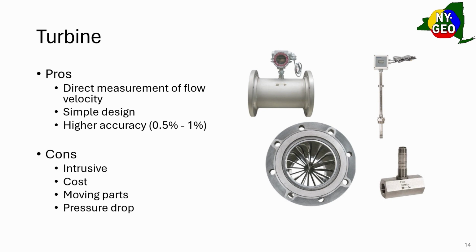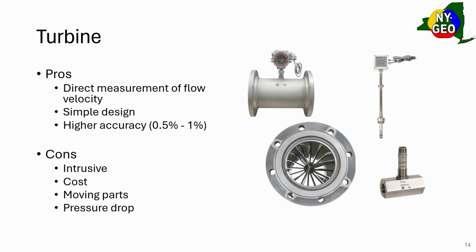Last one, before we get into some standards, is turbine flow meters. So turbine flow meters, the working principle is pretty straightforward. As you increase the flow rate, you increase the RPM, rotations per minute, and if you know your RPM, you can back calculate your flow rate. So it's a direct measurement of the flow velocity, pretty simple design, but there is moving parts, there's a pressure drop as well, and then again, intrusive and costly.